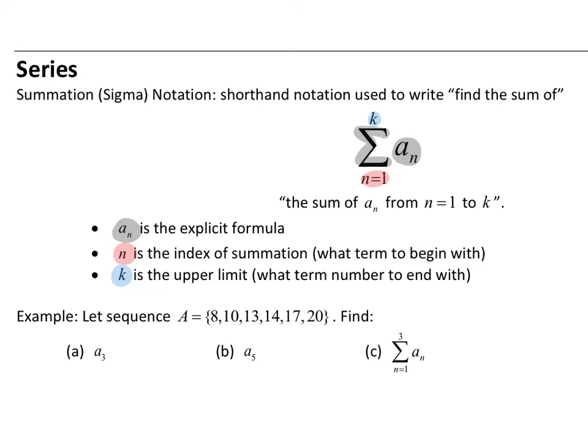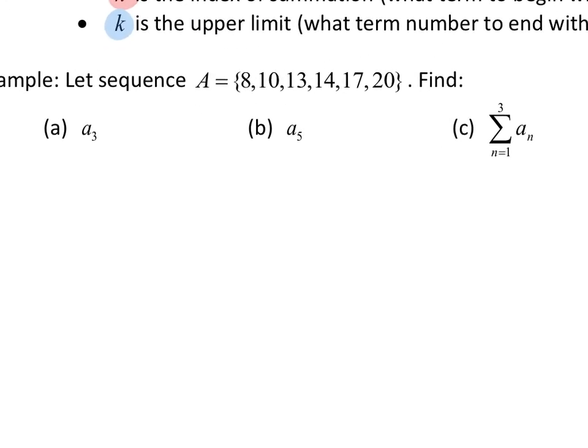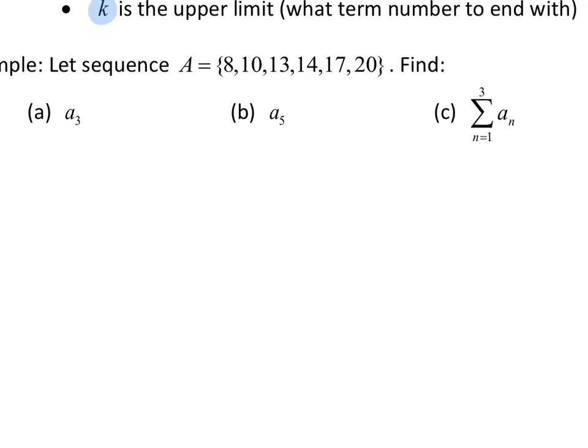So again, we're working with sequences, but we're just adding them together in sigma notation to find the sum of these sequences. So for example 1, we're going to use this sequence. Question, is that an infinite or a finite sequence? That's a finite. Why do we know the difference? There are no dot, dot, dots at the end, which means it's a finite sequence. A and B are very easy. What is a sub 3? 13, because it's just asking what is the third term in the sequence. And what is a sub 5? 17, because again, it's just asking for the fifth term in the sequence.